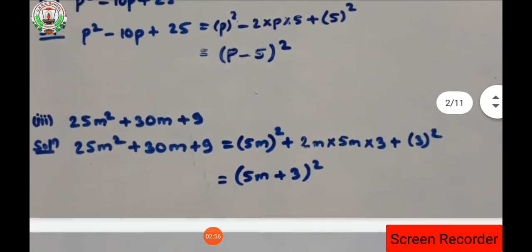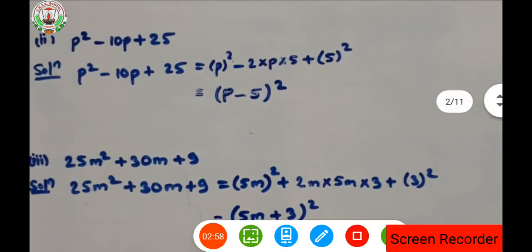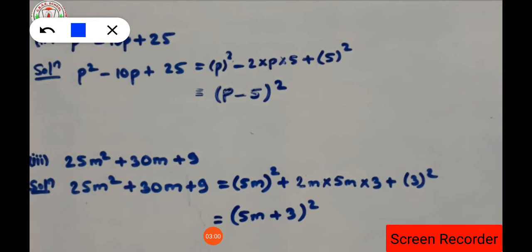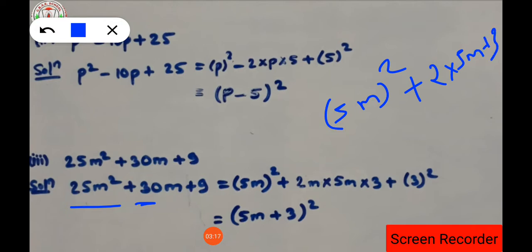Clear everyone? Similarly, for the next question we are having 25m square plus 30m plus 9. So 25m square can be written as 5m the whole square, isn't it? Since plus is here, it can be written as plus 2 into 5m into 3. See students, here m is written, this m will not come. Clear? Only one m will come along with 5. So this extra m you are not supposed to write in your copy.